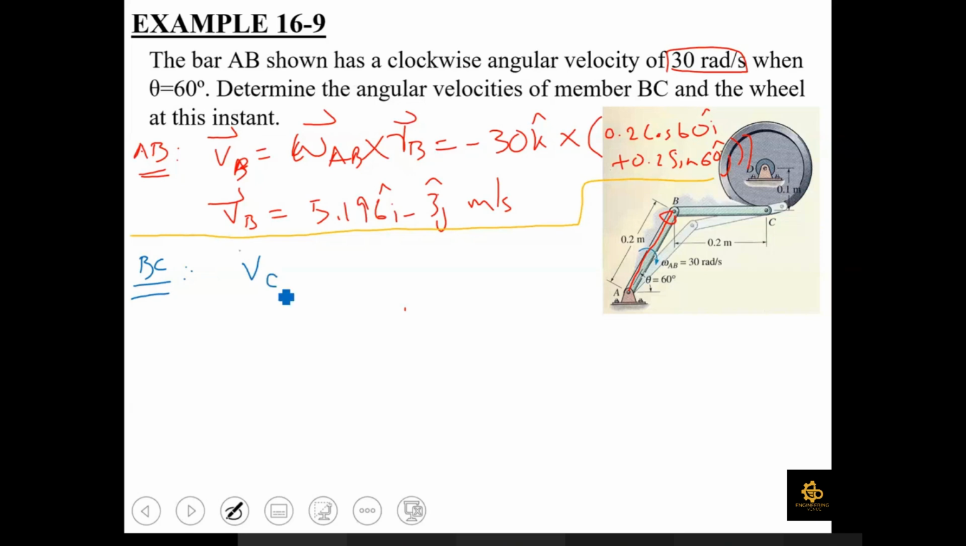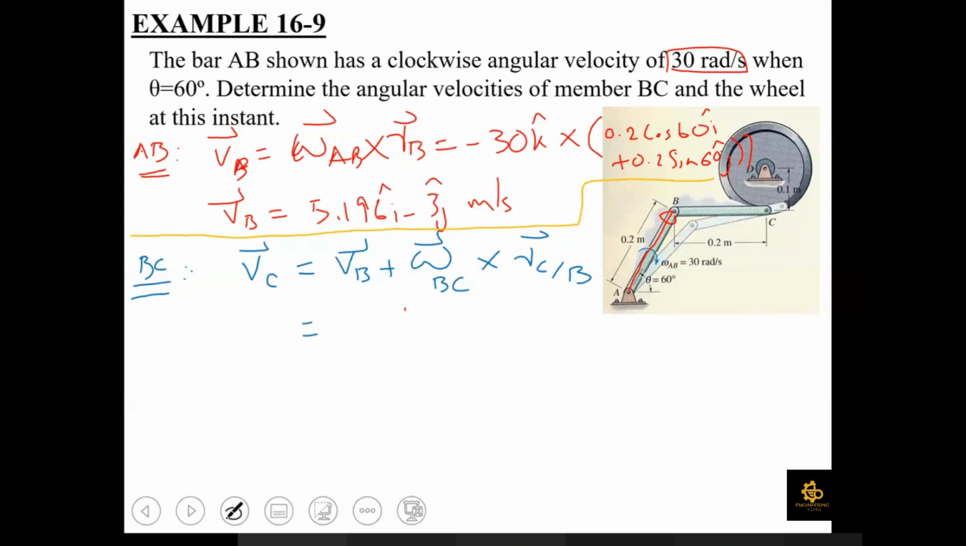point. So the relative velocity equation would become VC equal to VB plus omega cross R, where omega is going to be the angular velocity of this link and R is going to be the relative position of C with respect to B. So this is the relative velocity equation being applied on link BC, which is in general plane motion, taking B as our base point. Why have we made B as our base point? Because the motion of point B is known to us. So that's why we have made B as our base point.